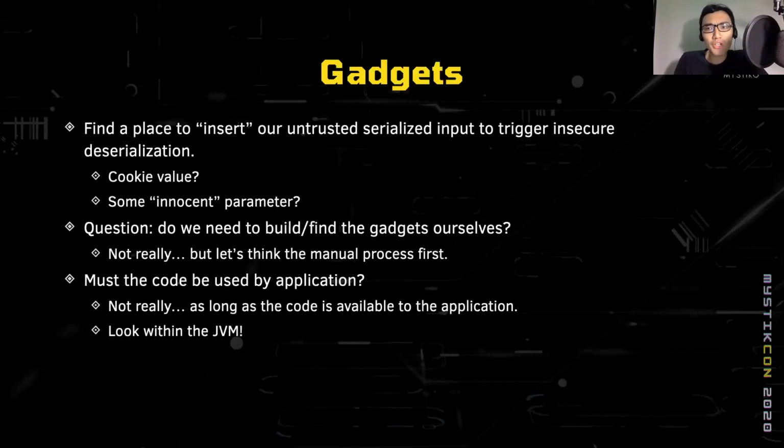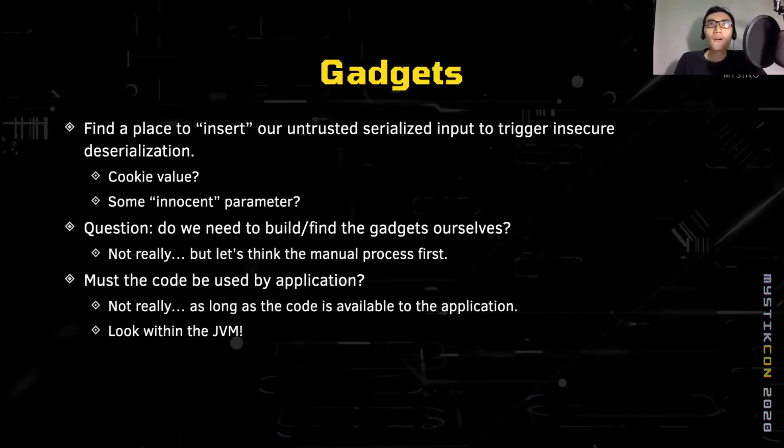Now, the question that you're probably wondering is, I'll probably have to do lots of code review. And if you did ROP before, you know that these gadget chains will have to be done differently depending on, say, the kind of application that you're exploiting. So now, do we have to build or find the gadgets ourselves? That's the question that you might be wondering.